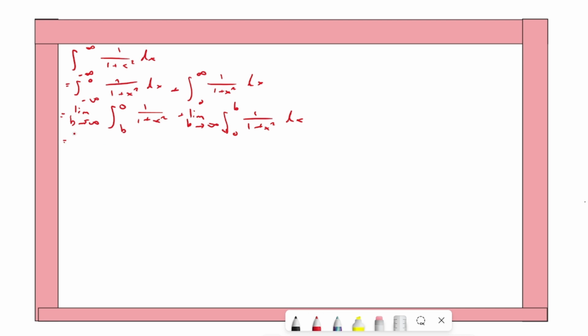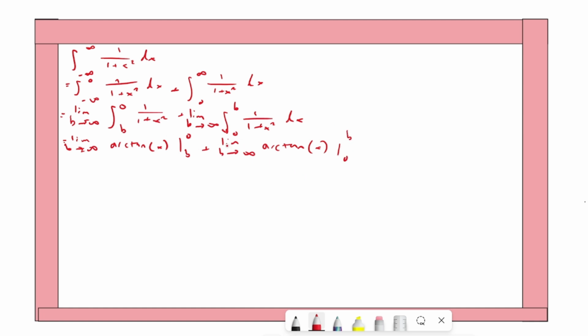So we would say this is the limit as b approaches negative infinity of the arctangent of x from b to 0, plus the limit as b goes to infinity of the arctangent of x. Again, they equal the same thing. We're just dealing with the two separate bounds. So one's b to 0, this one is 0 to b.